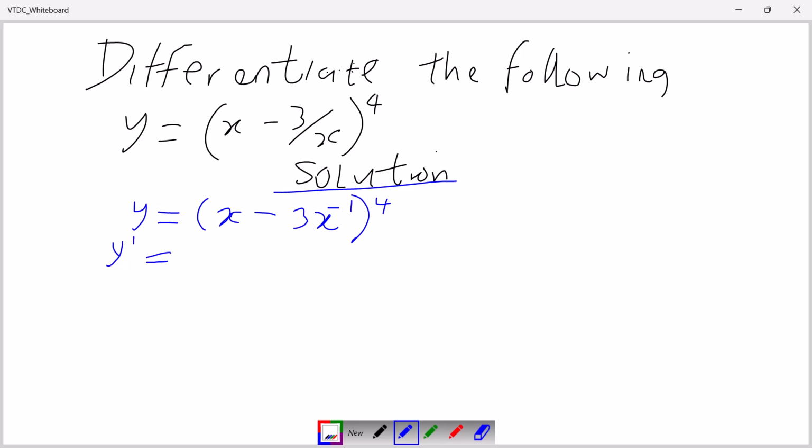So now I'm doing function of a function, differentiate the outside. So I have 4 into (x minus 3x to the power minus 1) to the power 3.